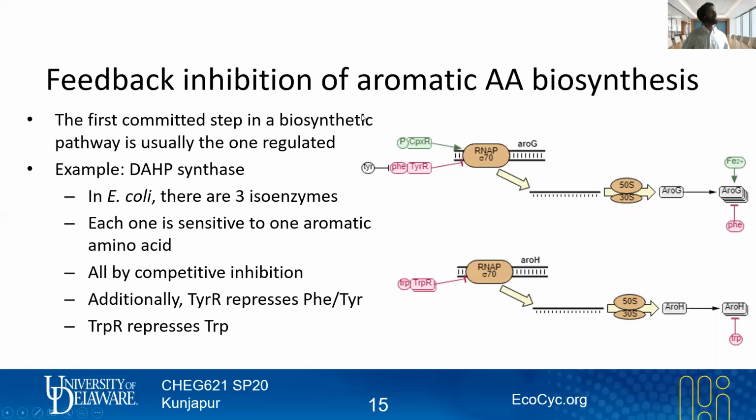So feedback inhibition, the first committed step, whether it's aromatic amino acid biosynthesis or other pathways, is usually the one regulated, but you could have branch points as well. If we look at the DHP synthase, actually E. coli makes 3 different isozymes of that enzyme. And each one is sensitive to one of the 3 aromatic amino acids. They all seem to function by mostly competitive, in one case, competitive and non-competitive inhibition. And so that's actually happening at the enzyme level.